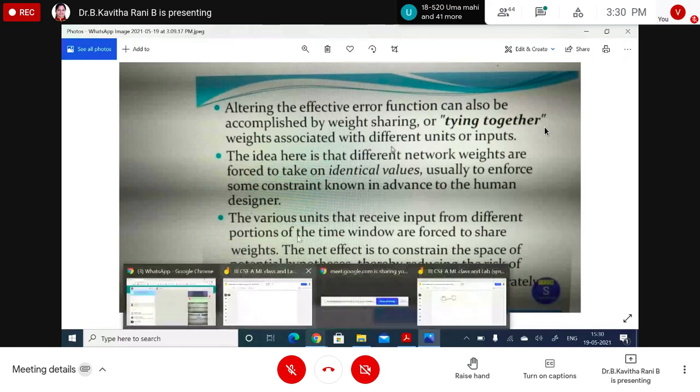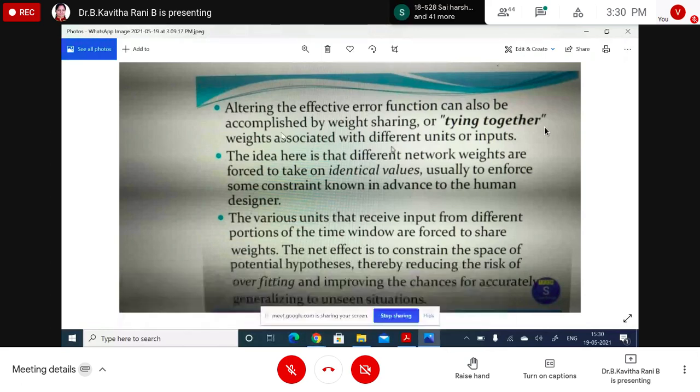And one more is, the idea here is that different network weights are forced to take on identical values, usually to enforce some constraint known in advance to the human designer.